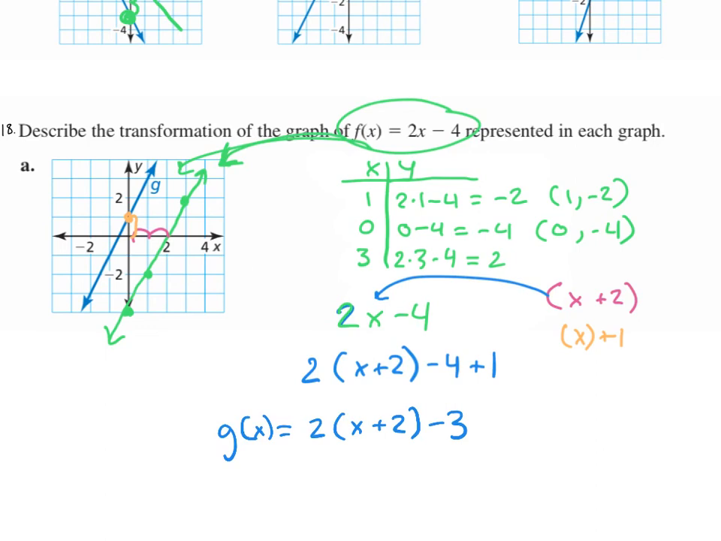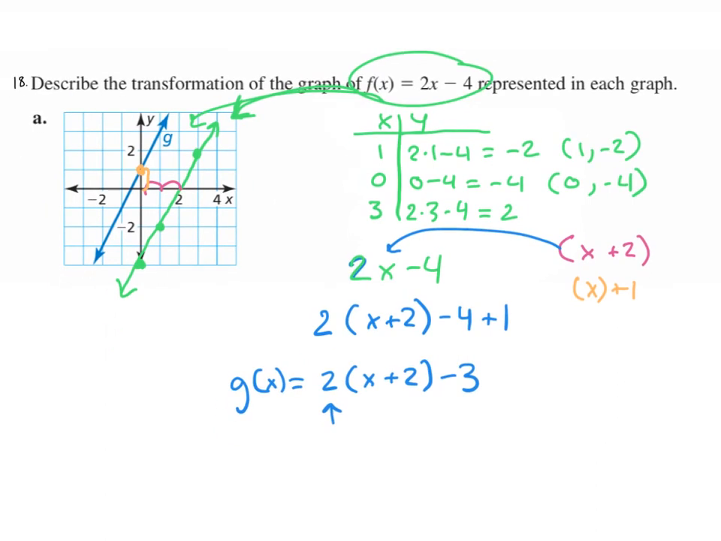which if we look at our graph, we have a vertical stretch. We have a shift to the left 2, so we're going left 2, and then we're going down 3. So going down 3 from here would put our graph there, and then we have a line right through there. So perfect. We could leave it like this, or you could multiply the 2 out.